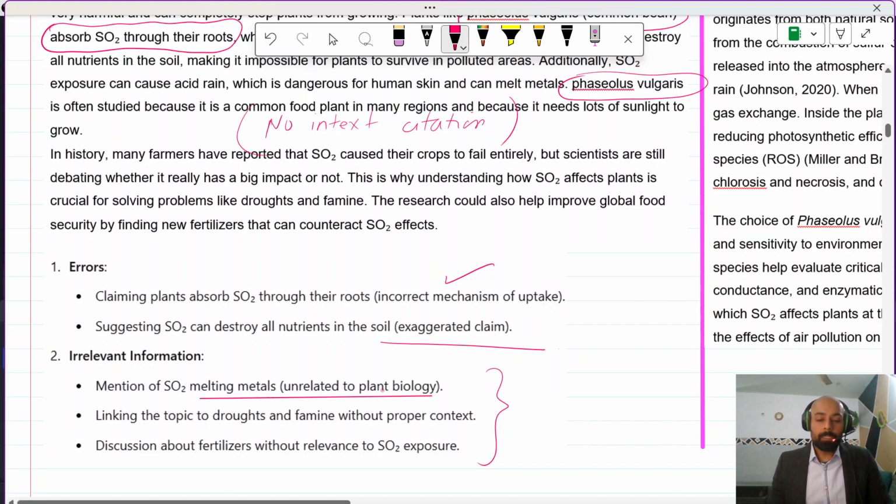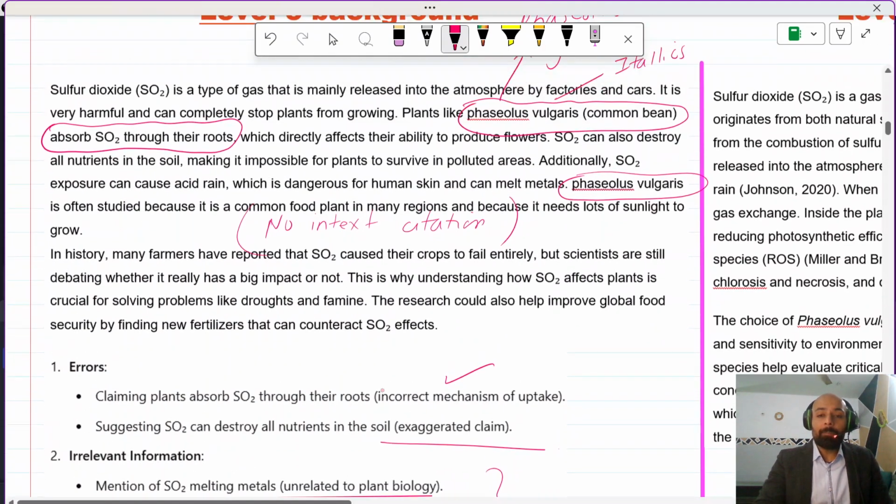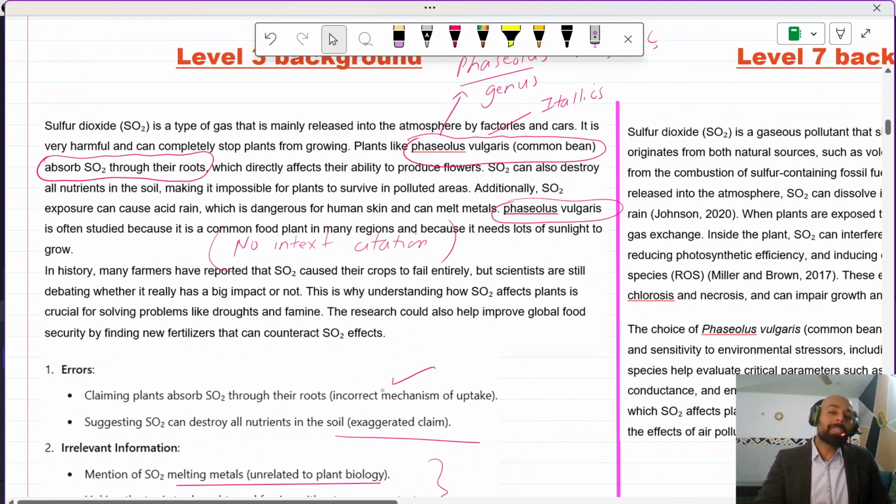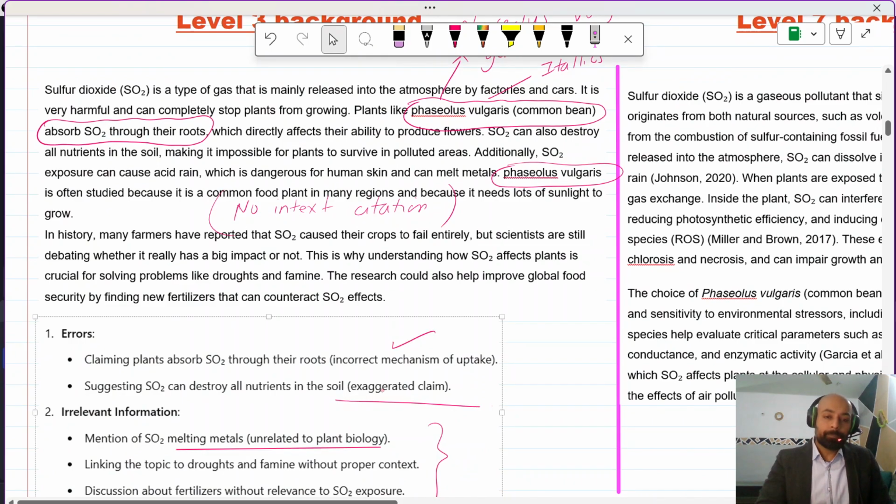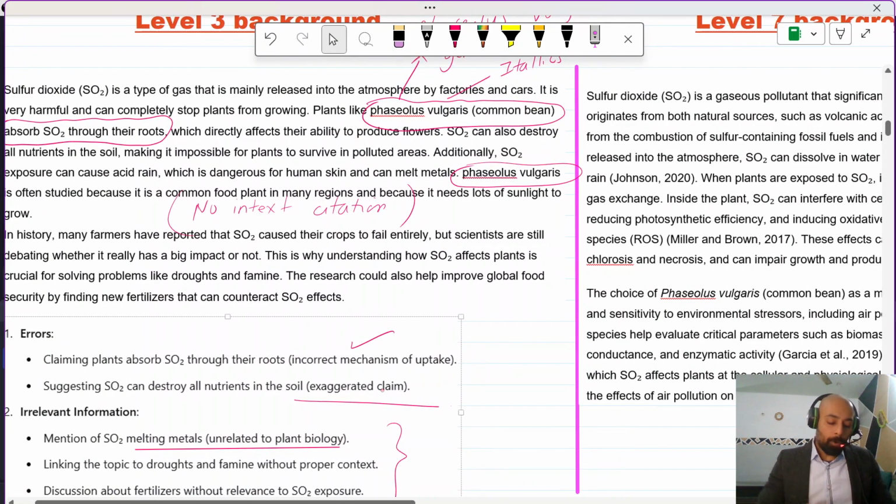So linking the topic to droughts and famine without proper context, discussion about the fertilizers without reference to sulfur dioxide exposure. All these things will ultimately impact negatively on your IA, right? So appropriate choice of information to be taken from reliable sources and in-text citation, along with the scientific naming of an organism.